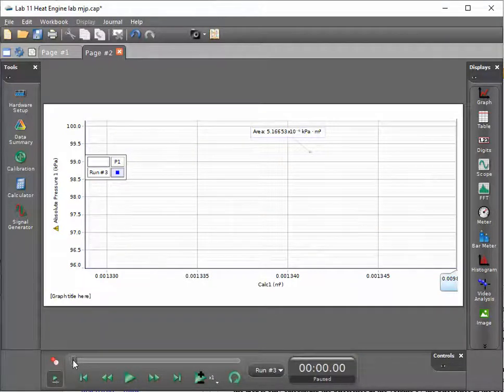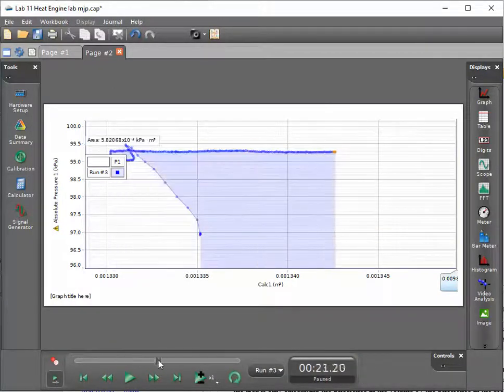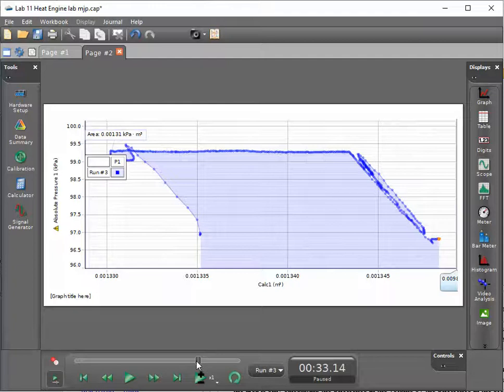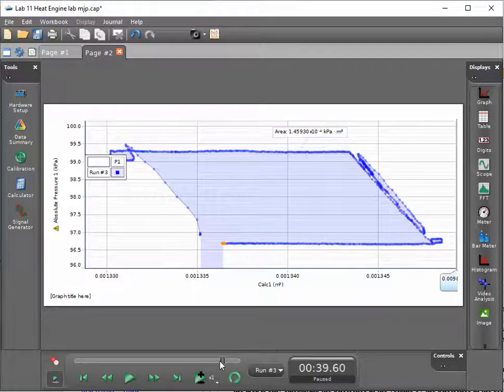I'm now going to advance through my heat engine cycle until just before it extends beyond that last data point. So I'll kind of creep up toward it here. And what I'm looking for is to make sure that last blue vertical line goes away and my dot that is gold is directly below my starting point.